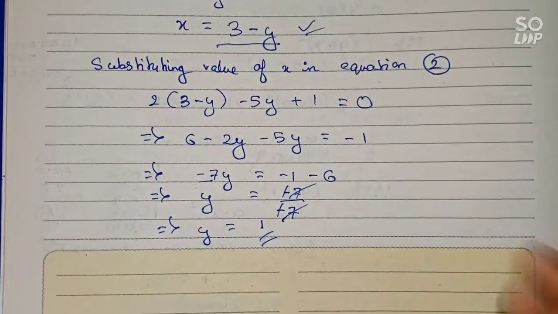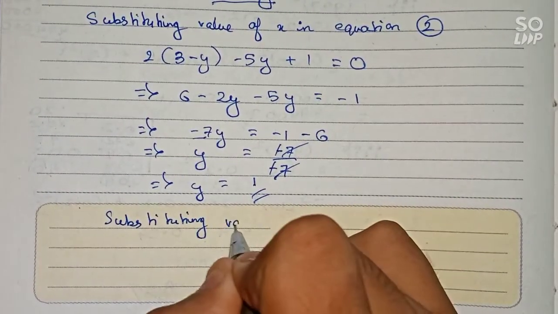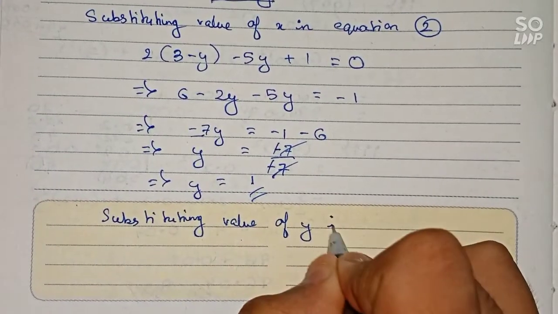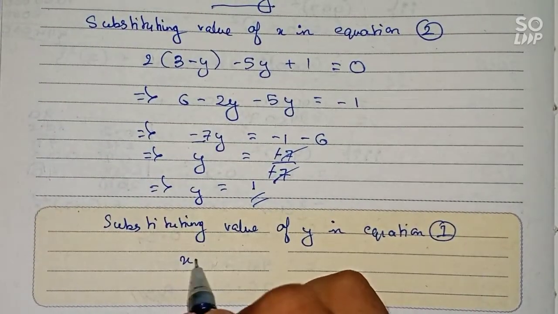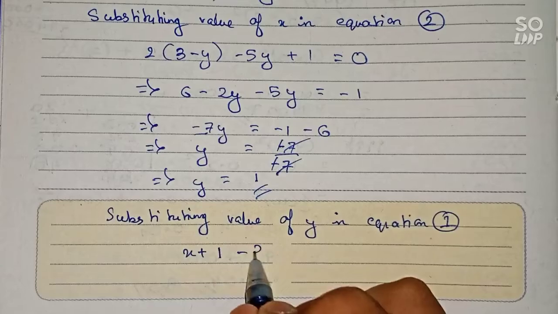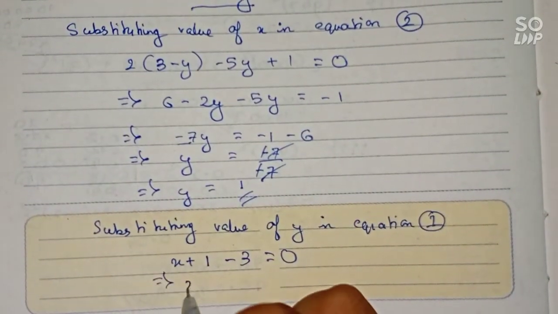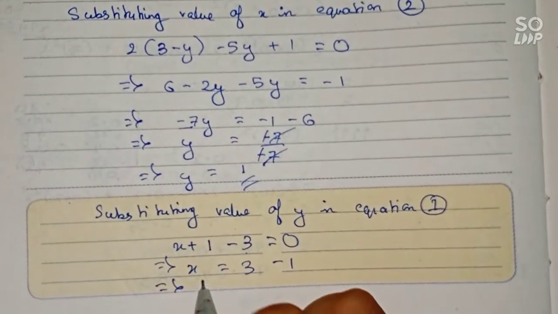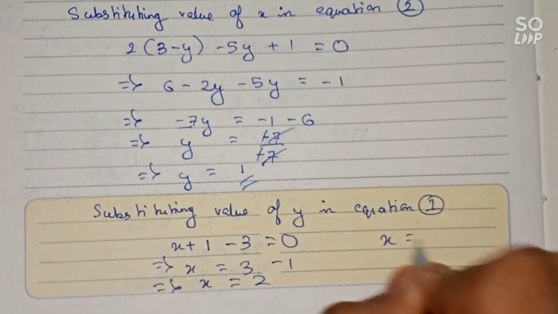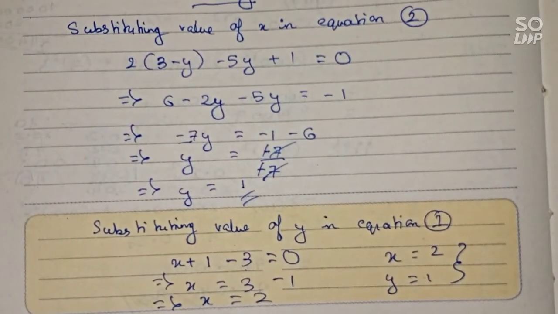Now our final task is substituting the value of y in equation 1. So x plus y minus 3 is equal to 0, that is x plus 1 minus 3 is equal to 0. So x is equal to, 3 will become plus this side and 1 will become minus this side. So x is equal to 2. So x is equal to 2 and y is equal to 1. So we got our values. This is all the substitution method.